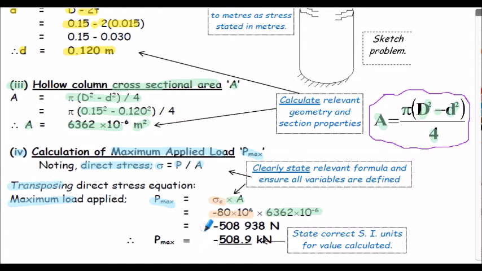Evaluating, the maximum compressive load that can be applied to the tube is negative 508,938 newtons, or the maximum load can be expressed as negative 508.9 using a prefix of kilonewtons.